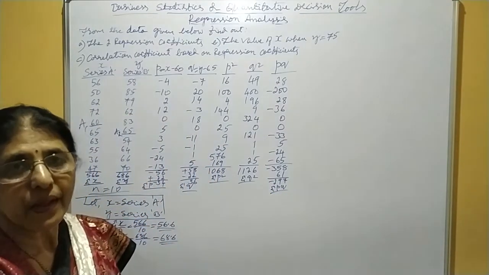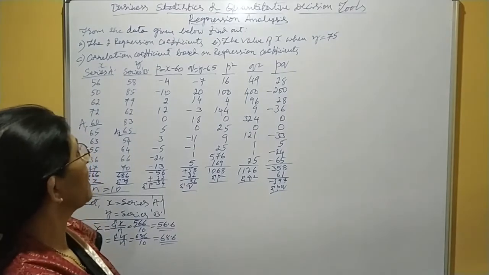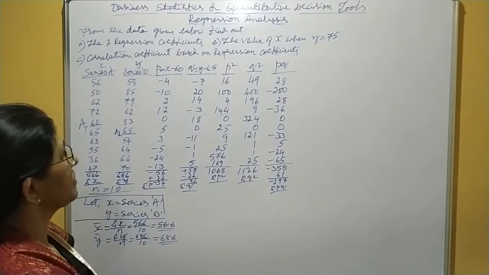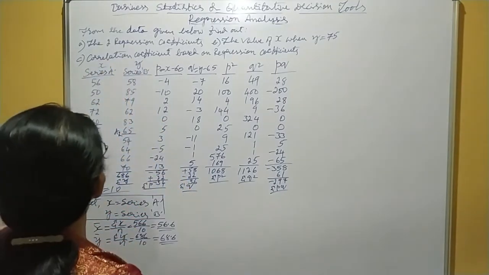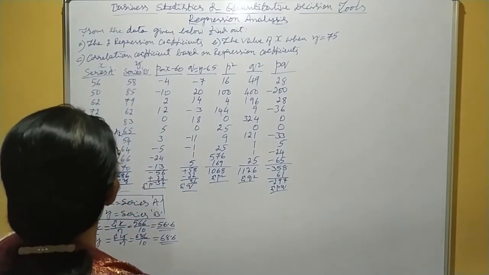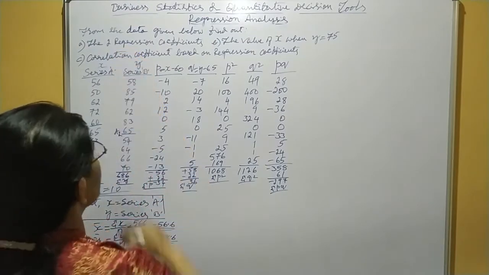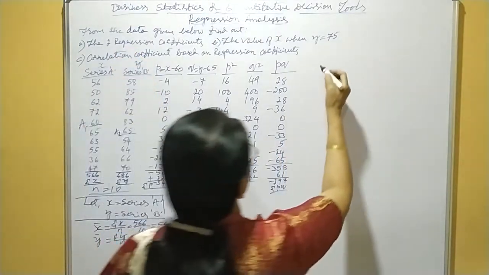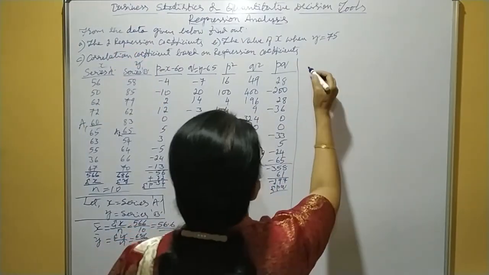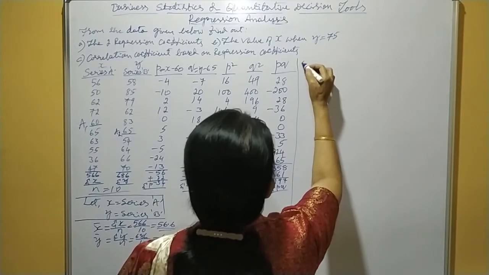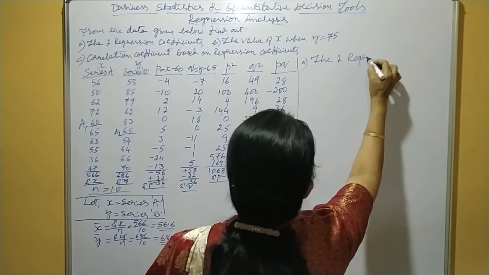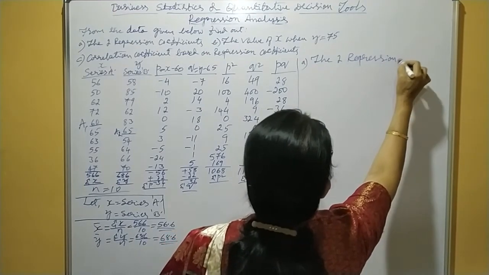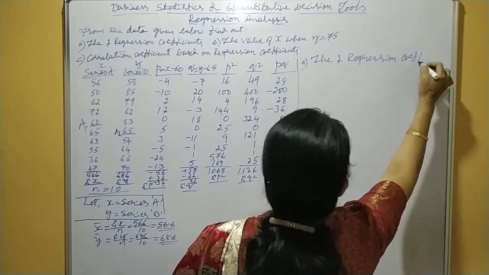Okay. Now here it is asked, now this table is over. Now take the questions one by one. First one, it is asked find out the two regression coefficients. Now take first one A, the two regression coefficients.